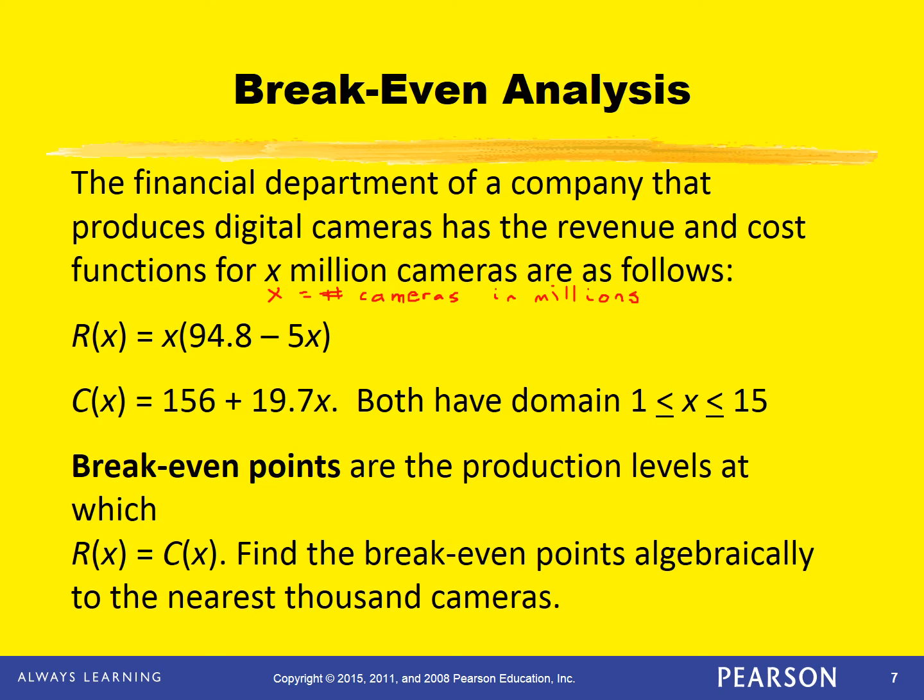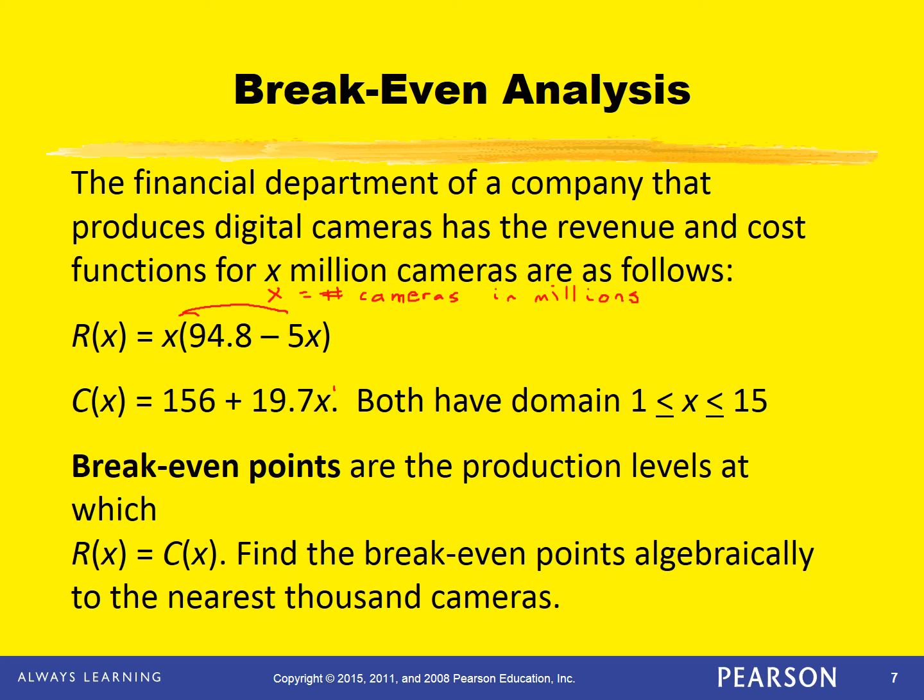And there's a revenue function, and like a lot of revenue functions, it's quadratic with a negative lead coefficient, right? That'd be negative 5x squared plus 94.8x. Cost function is linear, 156 plus 19.7x. That's a linear cost function. And both have the domain x between 1 and 15 inclusive.